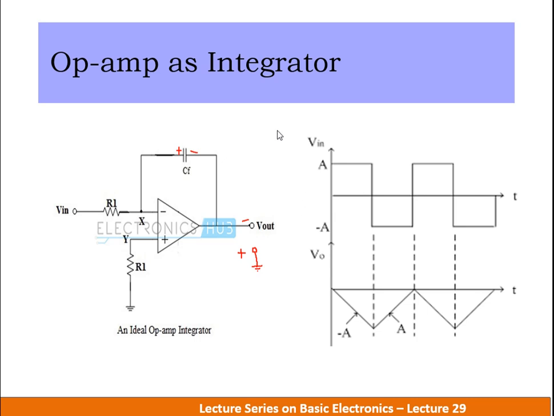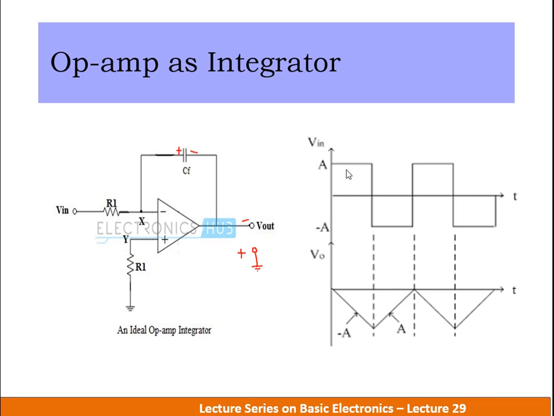Now when a square wave input signal is applied, that is, the first positive half cycle of the input signal, the left side plate of the capacitor becomes positive, whereas the right side plate of the capacitor becomes negative. So the capacitor starts to charge. Note that the negative plate of the capacitor is connected to the output terminal of the op amp. Therefore the output goes linearly in a negative direction.